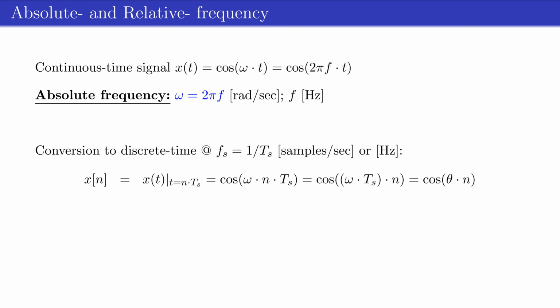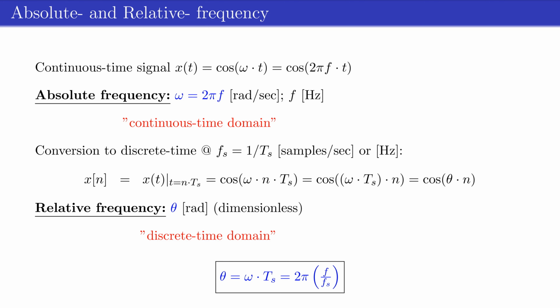In this case, we obtain a mathematical expression for the discrete time samples x[n] by substituting t = n Ts in the expression of x(t), which results in x[n] = cosine(theta n), in which theta is a dimensionless frequency in radians. From this, it follows that the relation between the discrete time domain dimensionless frequency theta and the continuous time absolute frequency omega, or f, is given by theta = omega Ts = 2 pi f / Fs.